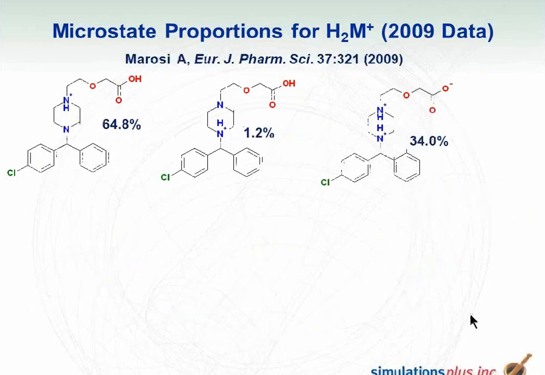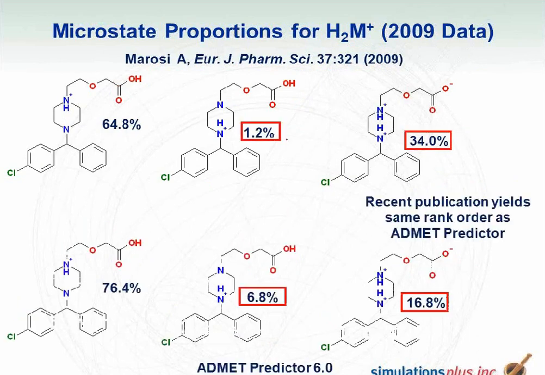These experiments were performed again with newer techniques and published in 2009. And here you see that ADMET Predictor now is in agreement with this particular experiment as far as the rank ordering of the predictions. And this is something we've seen before in that we have a prediction and it might disagree with the experiment, but then later on newer experiments are performed and published in the literature, and we see that our model was correct all along.